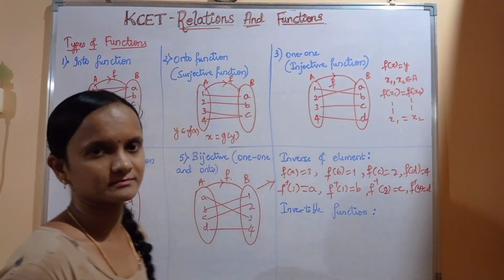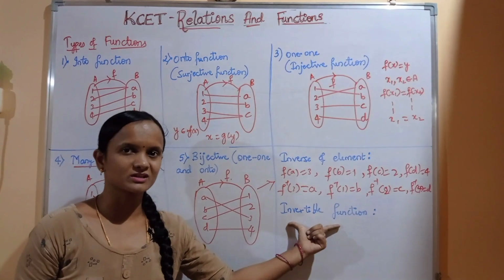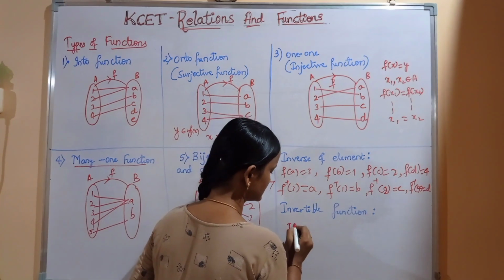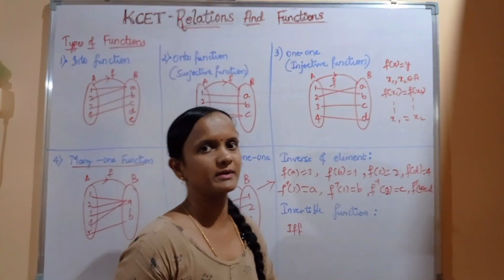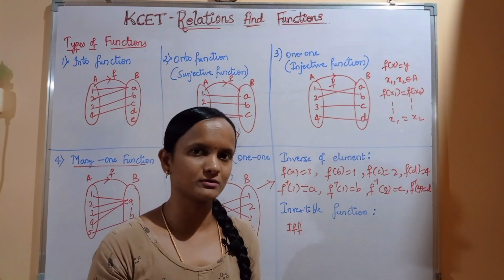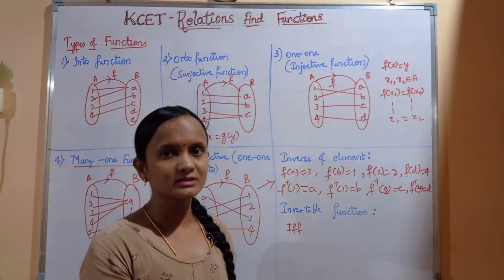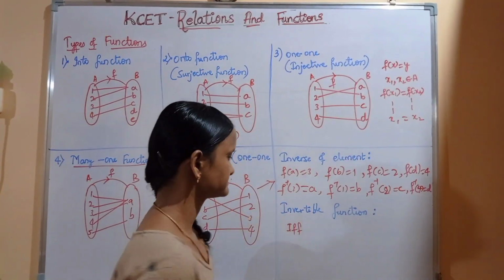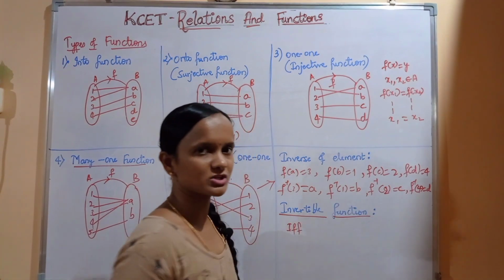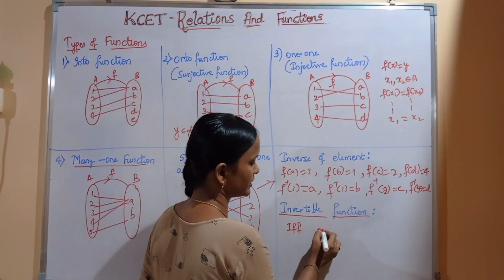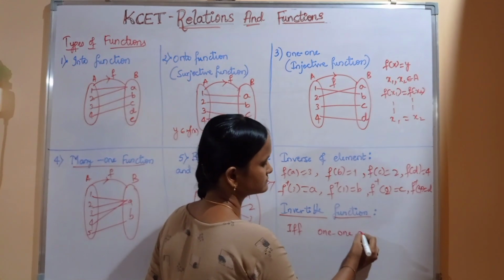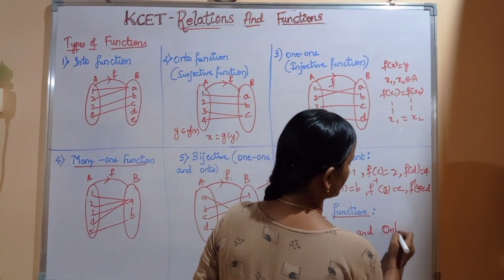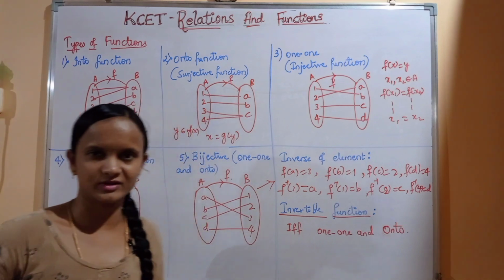F inverse of 4 is D. Next, invertible function. A given function is invertible if and only if it is one-one and onto. Conversely, if f is one-one and onto, then it is invertible. So in order to prove a function is invertible, if we prove it is one-one and onto, or bijective, then it is nothing but an invertible function.